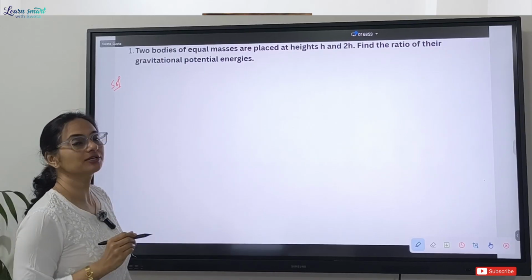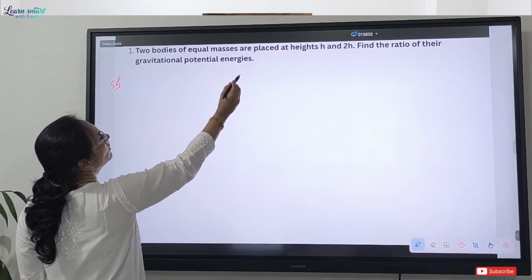The good news is that most of these questions are based on just two simple formulas. Potential energy equals mgh and kinetic energy equals half mv square. If you know when and how to apply these two formulas, you will be able to solve almost every question in this exercise with confidence. So let's begin. Let's look at question number 1.